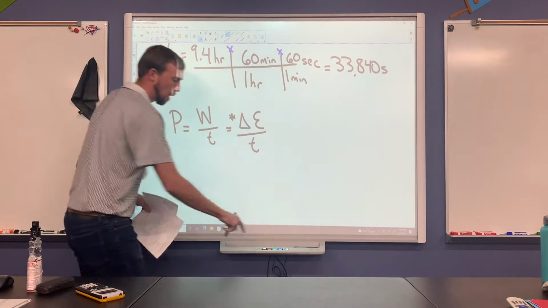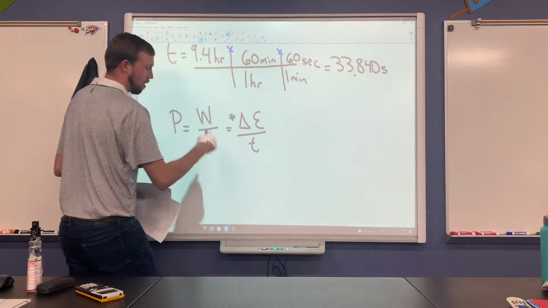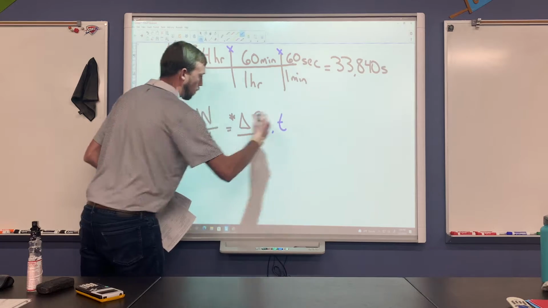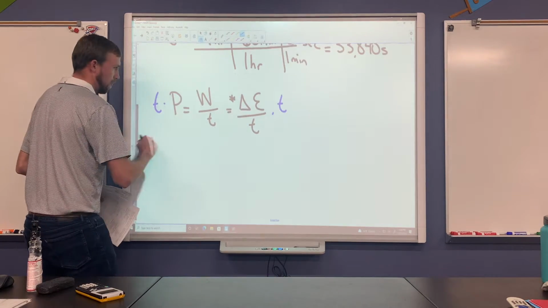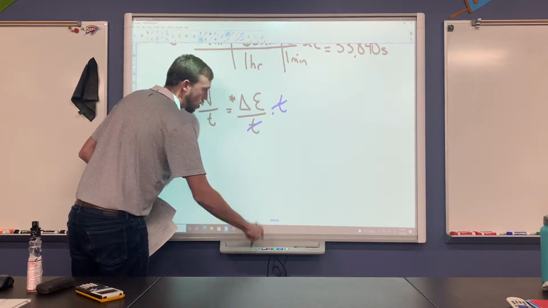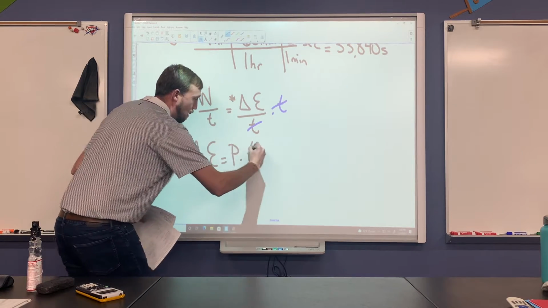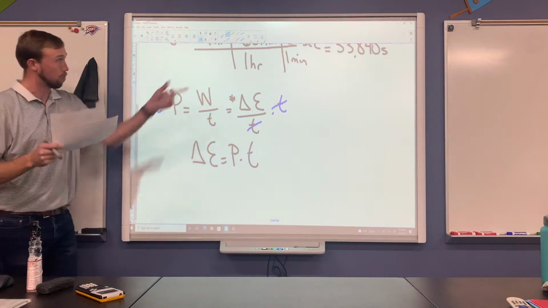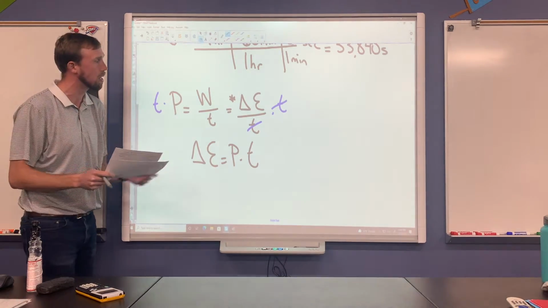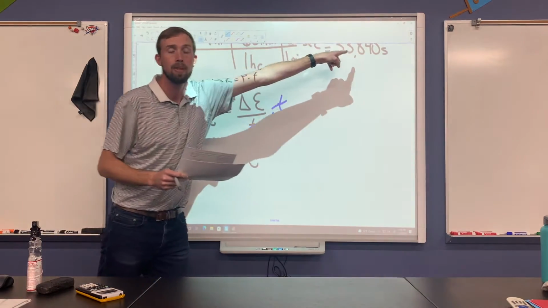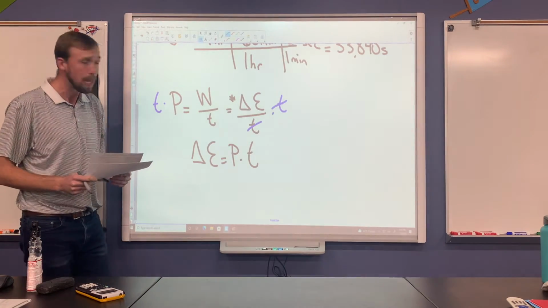Now I'm going to rearrange my equation here. I've got power is delta E over time. So I'm going to multiply that by time. And time will cancel out. So here's what I get. My change in energy is equal to the amount of power my motor contains, which we found earlier, 825 watts, multiplied by the time that the motor is running.